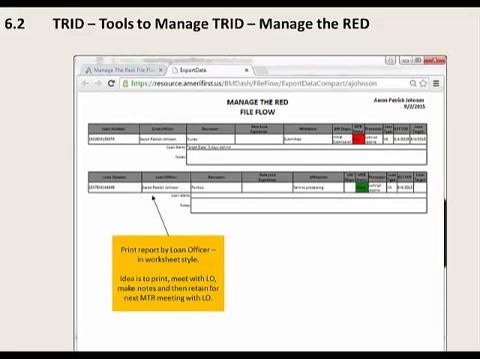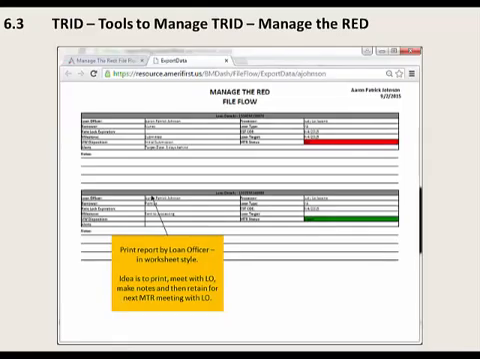This is an example of the concise Manage the Red print report. It shows the critical loan information and space for notes. This is an example of the expanded Manage the Red print report. It shows the critical loan information and space for notes. Information is the same on both reports, just the format is different. Use the one that works best for you.